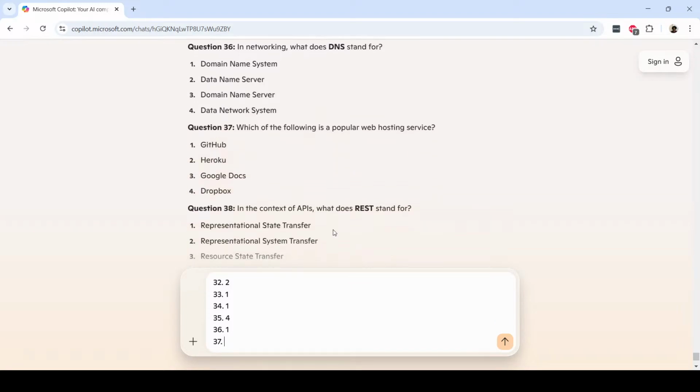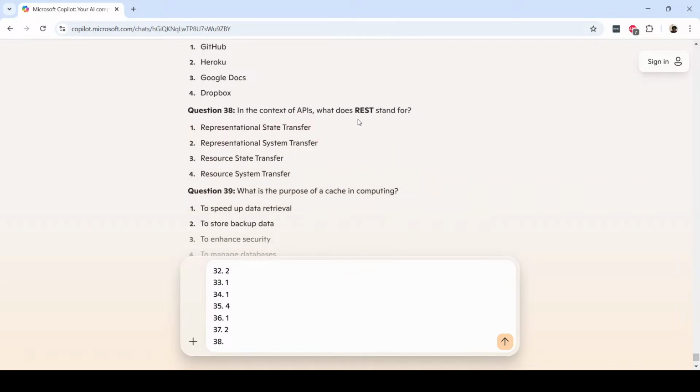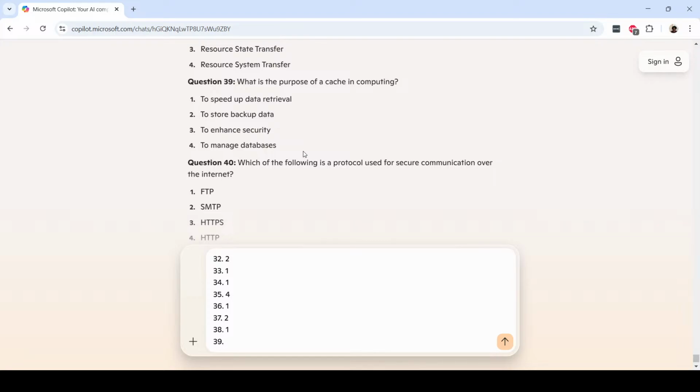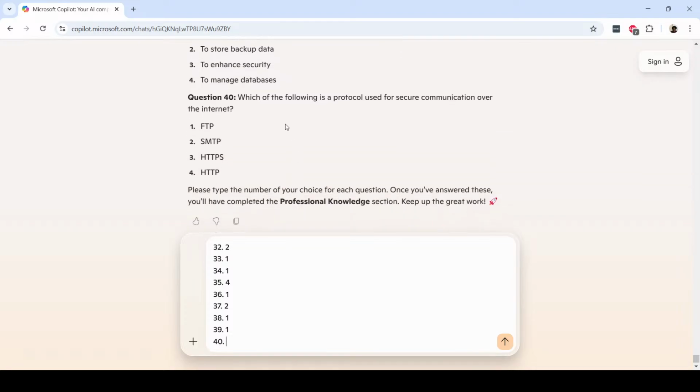Which of the following is a popular web hosting service? Heroku. In the context of APIs, what does REST stand for? Representational State Transfer. What is the purpose of cache in computing? To speed up the data retrieval. Which of the following is a protocol used for secure communication over the internet? HTTPS.